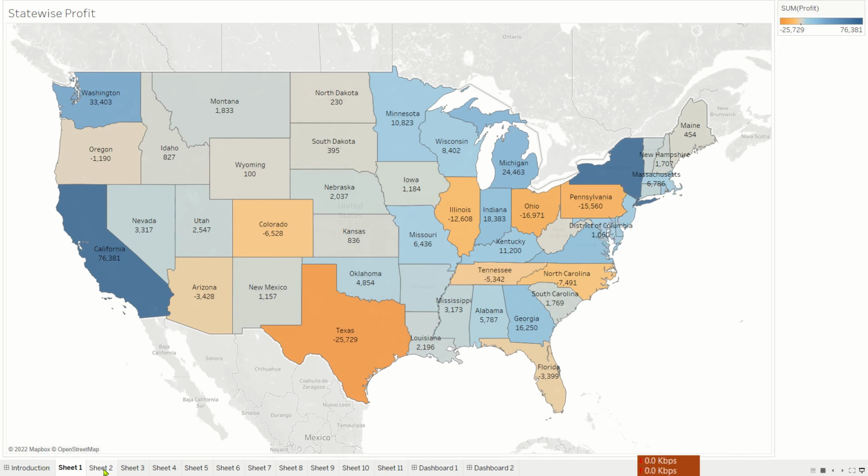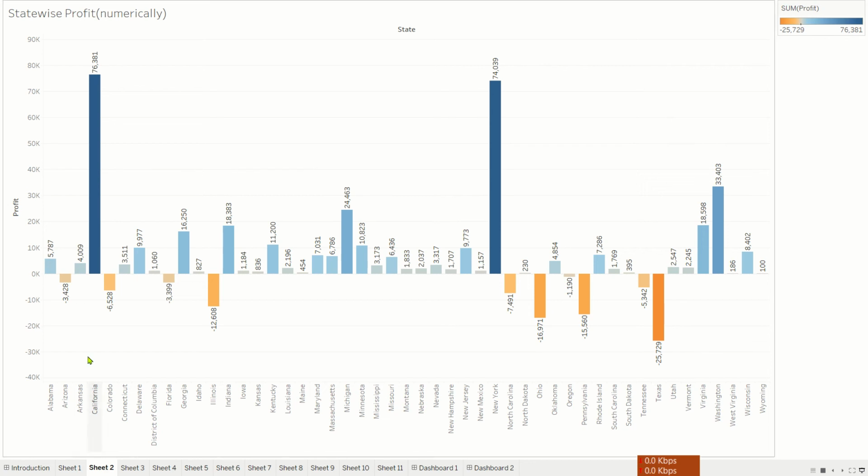Now, only the profit and loss is not everything. Therefore, the clear overview of this plot can be visualized by the bar plot. Here, the same color interpretation as before. Here we see that California is the maximum and also bluish, and New York is the second largest, but Texas has the maximum loss.